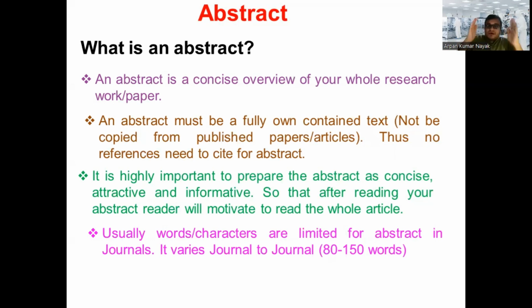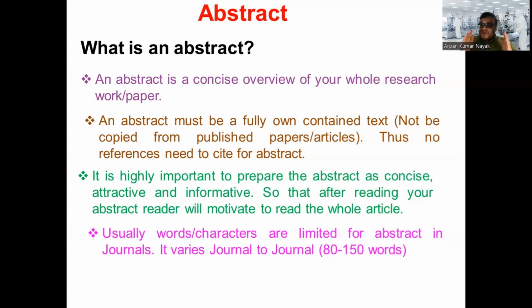And why do we want concise, particularly in this case? Generally, when we submit our manuscript or article to any journal, it varies from journal to journal, but there will be a limitation of words or characters for abstract. Basically, it varies from 80 to 150 words. So abstract should be concise. We have to restrict our abstract within this word limit. That's why we have to be careful.